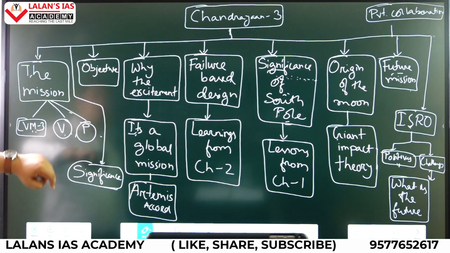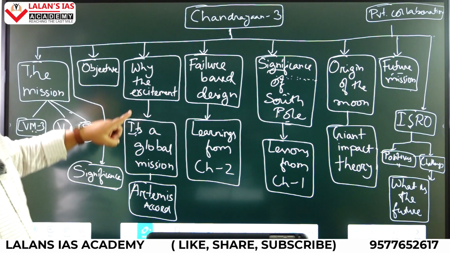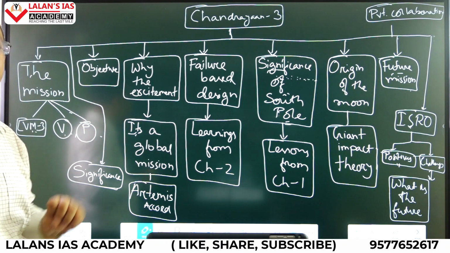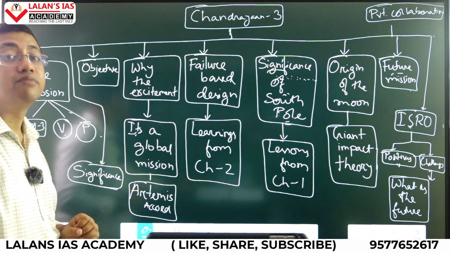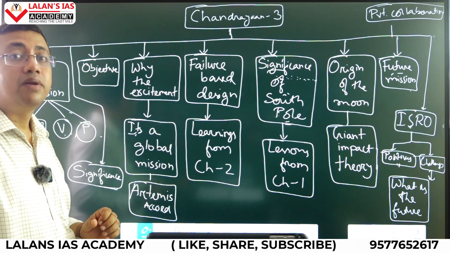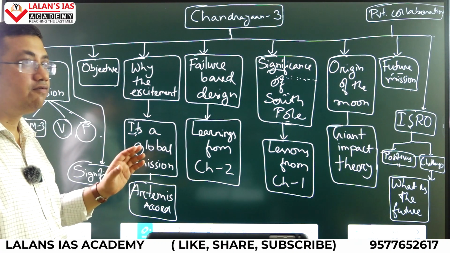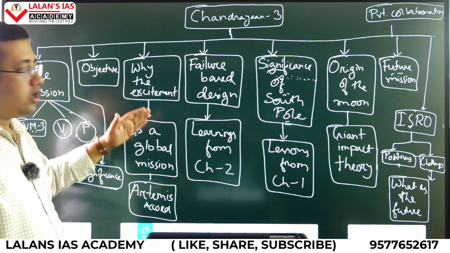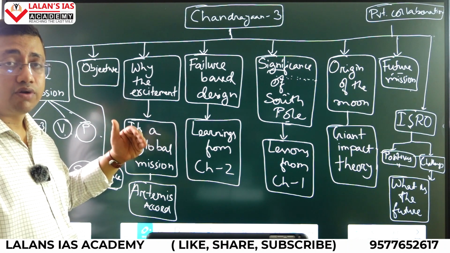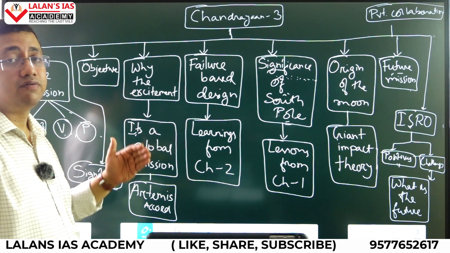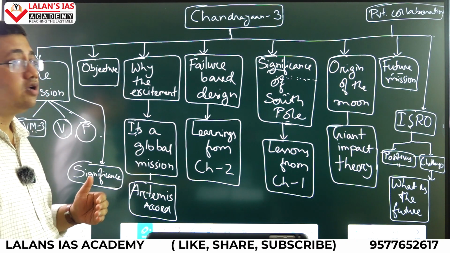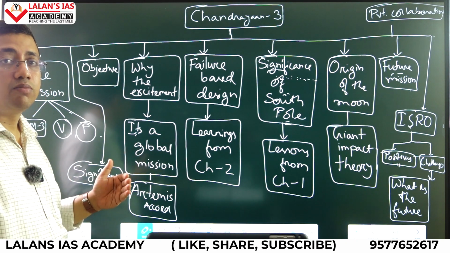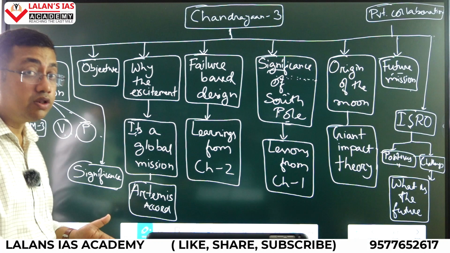Then what are the objectives of the mission? Then why is the excitement? When did we land first on the moon as mankind? It happened in 1969 itself, 54 years back. So in spite of that, so much progress has been made in the field of engineering, in space exploration. So before that also we landed on the moon. So why is the excitement? So we will deal with those aspects.